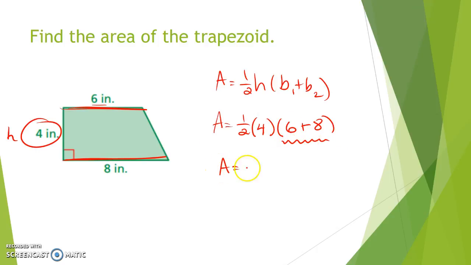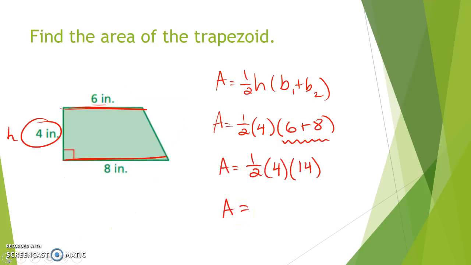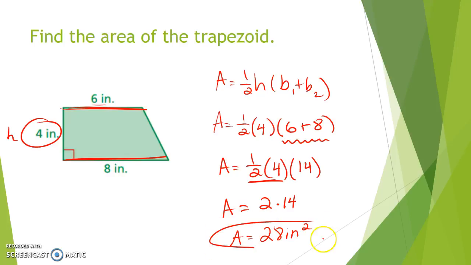So again, we have to do order of operations, so we have to do what's in parentheses first. So we have A equals 1/2 times 4, and then 8 plus 6 is 14. So now again, we have our choice. 1/2 of 4, we could do 1/2 of 14. I'm going to do 1/2 of 4. That's going to give us 2 times 14. So our area here should be 28, and then our label is going to be inches squared.